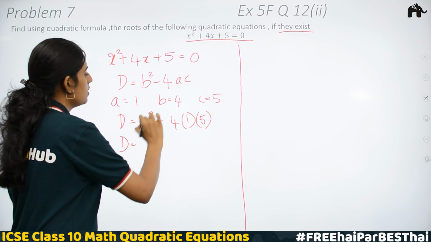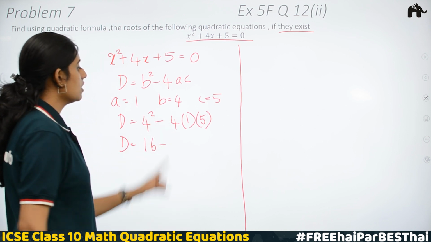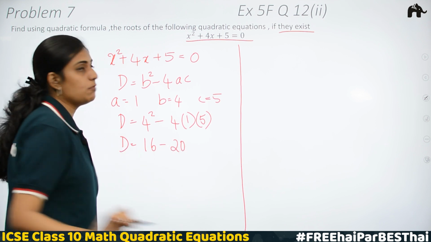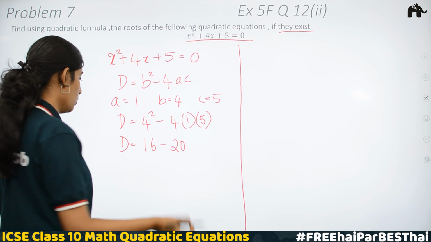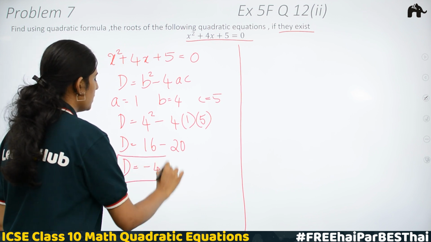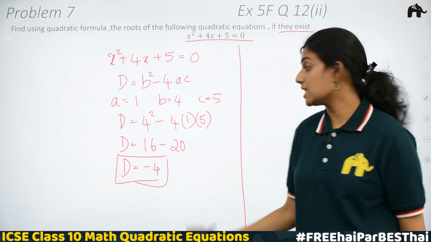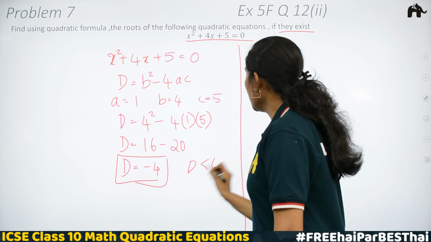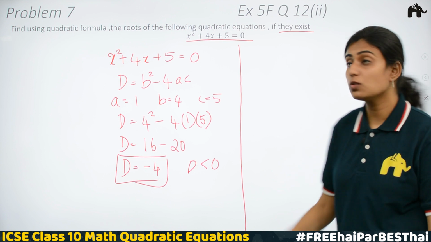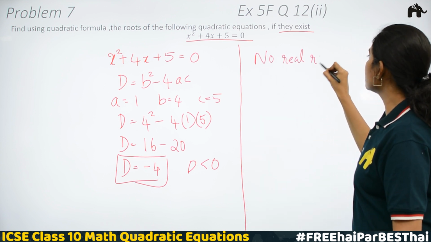D is equal to 4², 16, minus 4 into 5, 20. 16 − 20 is −4. So we got the value of the discriminant as −4. What happens when the discriminant is negative, or less than 0? No real roots exist.